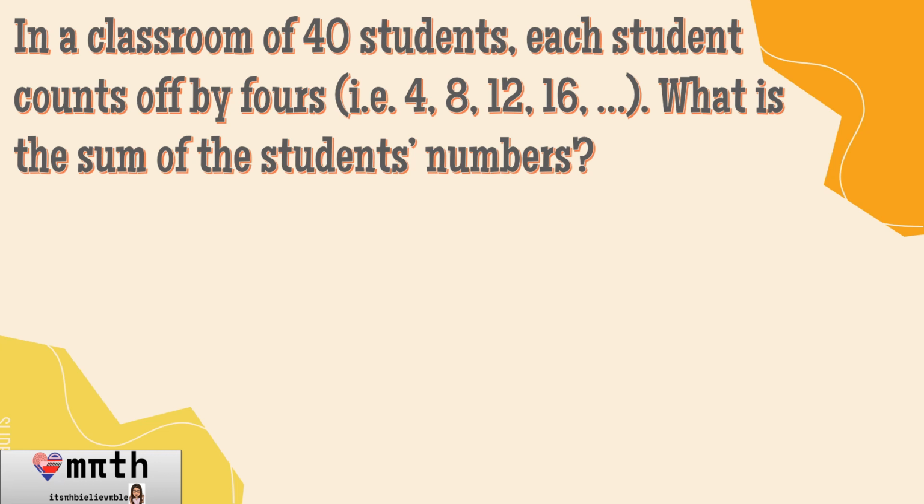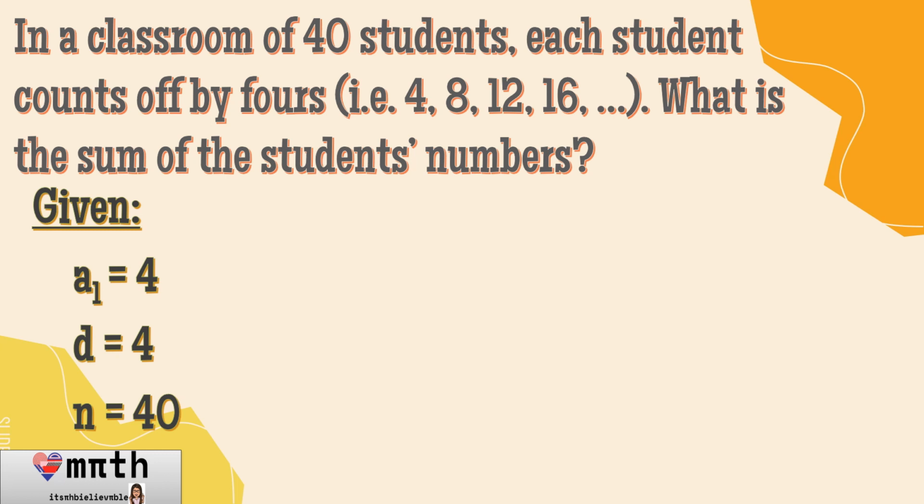So, again, let us first identify the givens. The given would be, our a sub 1 would be 4, since we start off by 4. Then, our d is equal to 4 since we're counting off by 4s. Then, our n would be equal to 40 since we have 40 students in the classroom.